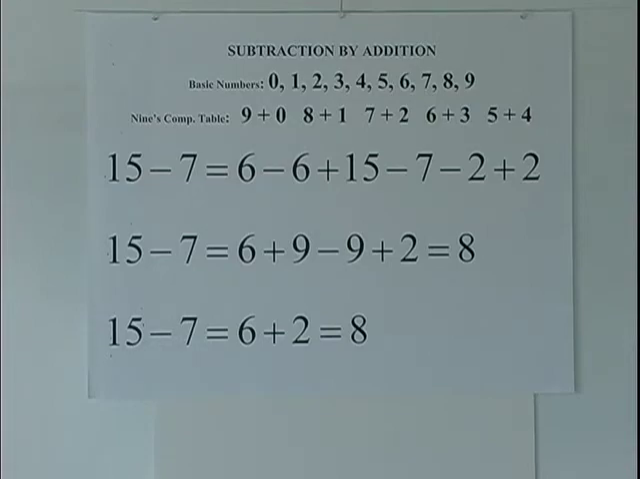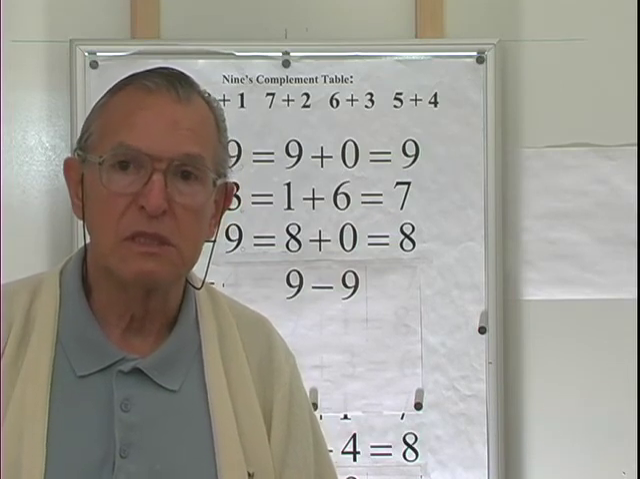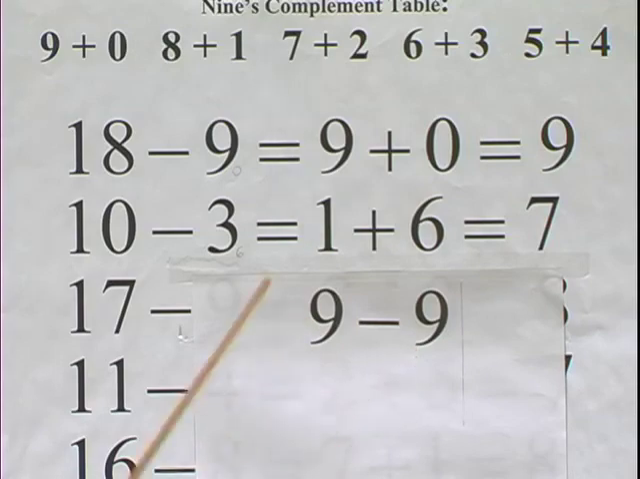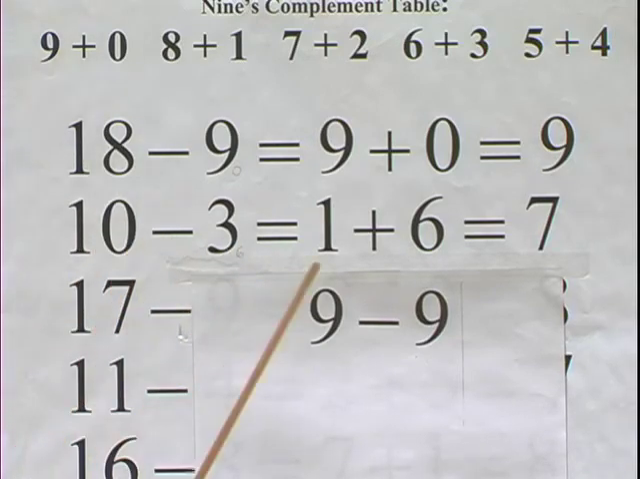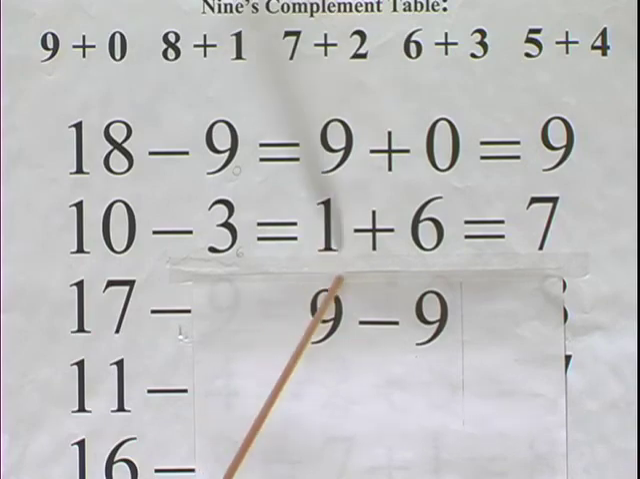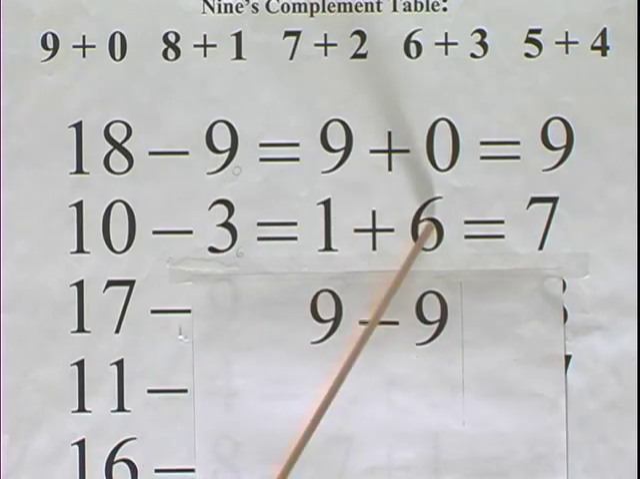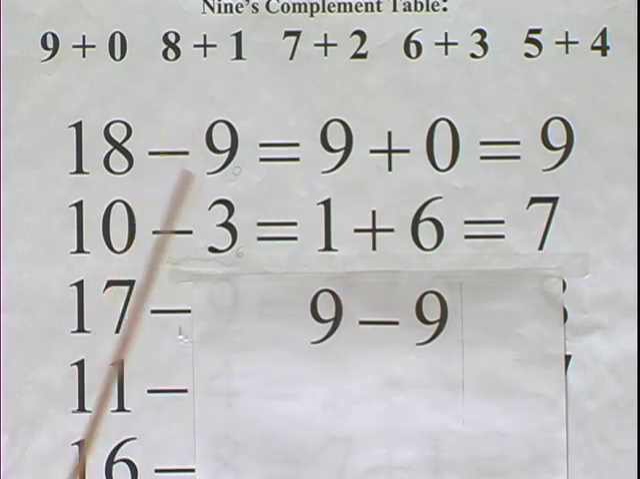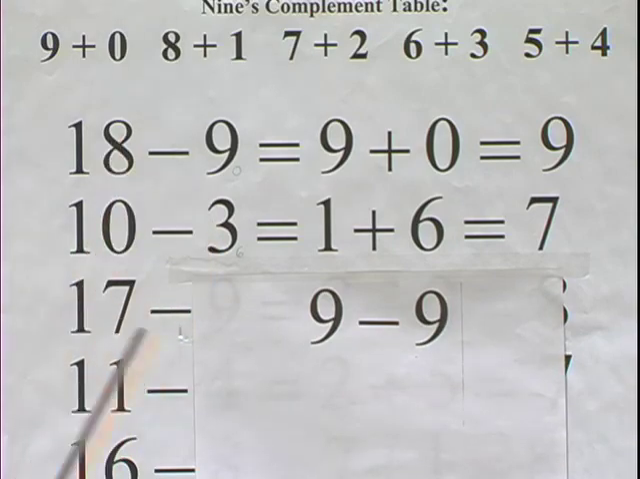I would like to review why the special case algorithm is accurate. We have 10 subtract 3. I'm going to add the numbers in the minuend, 1 and 0, I get a 1. If I add 9 to that 1, I will get a 10. I will take the 9's complement of 3, which is 6. And if I add a minus 9 to that 6, I get a minus 3. So these numbers represent the difference between these two.